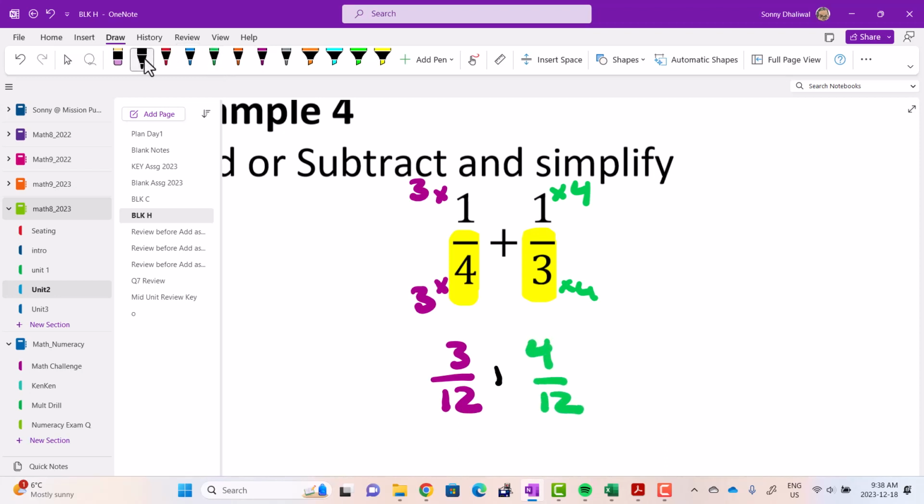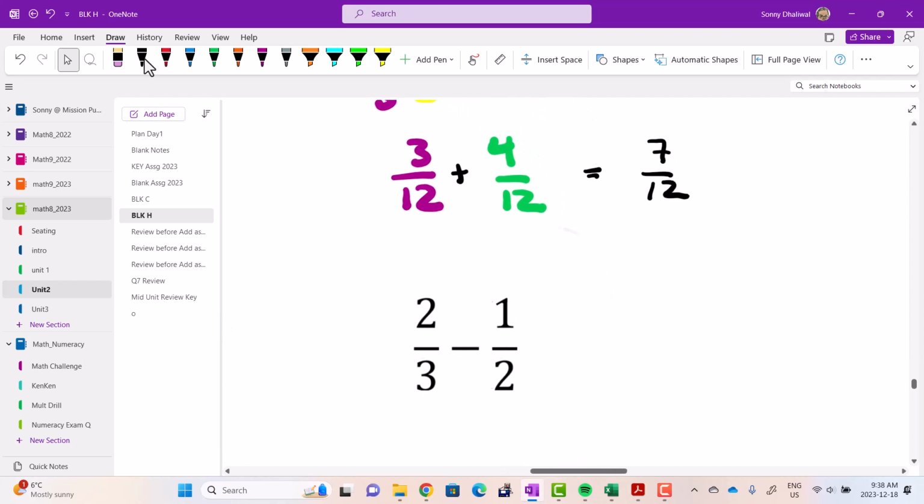We have these 2 fractions. We put them together. 7 over 12. We have 7 twelfths. We have 7 of these. We're counting twelfths. We have 7 of them. Okay? All right. Next one.